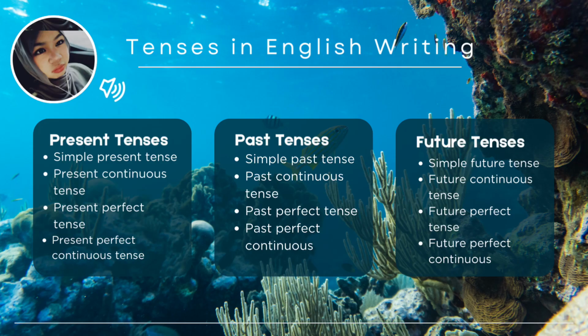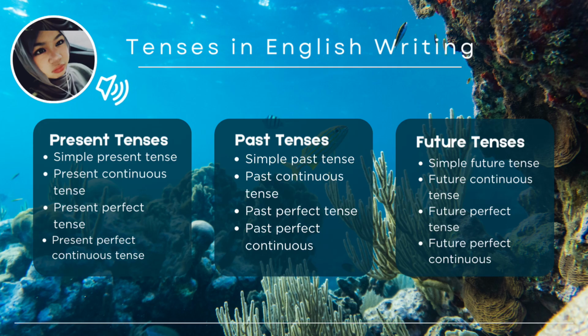Let me introduce you guys to the tenses we're going to talk about. So we have three main tenses, which are present tense, past tense, and future tense. For present tense, it is divided into four: simple present tense, second, present continuous tense, third, present perfect tense, and last but not least, present perfect continuous tense.